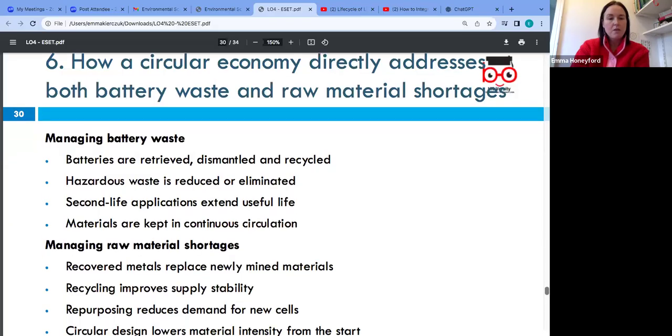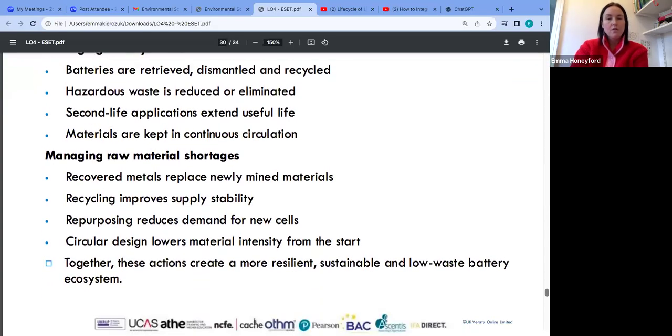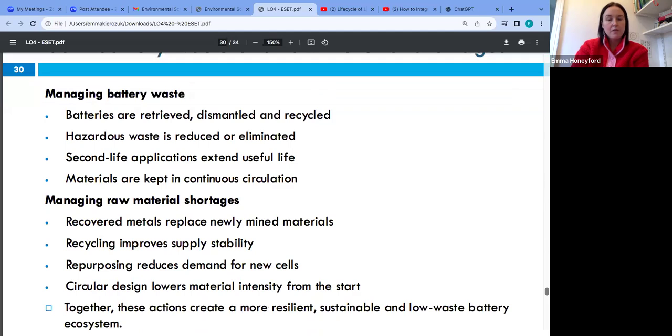And then managing raw material shortages. If we apply circular principles, this reduces our reliance on supply chains from across the world. If there's going to be any kind of war or any kind of problems around the technology in those countries, we're going to be stuck. So this is why it's really important that we encourage circularity principles to become more self-sufficient.